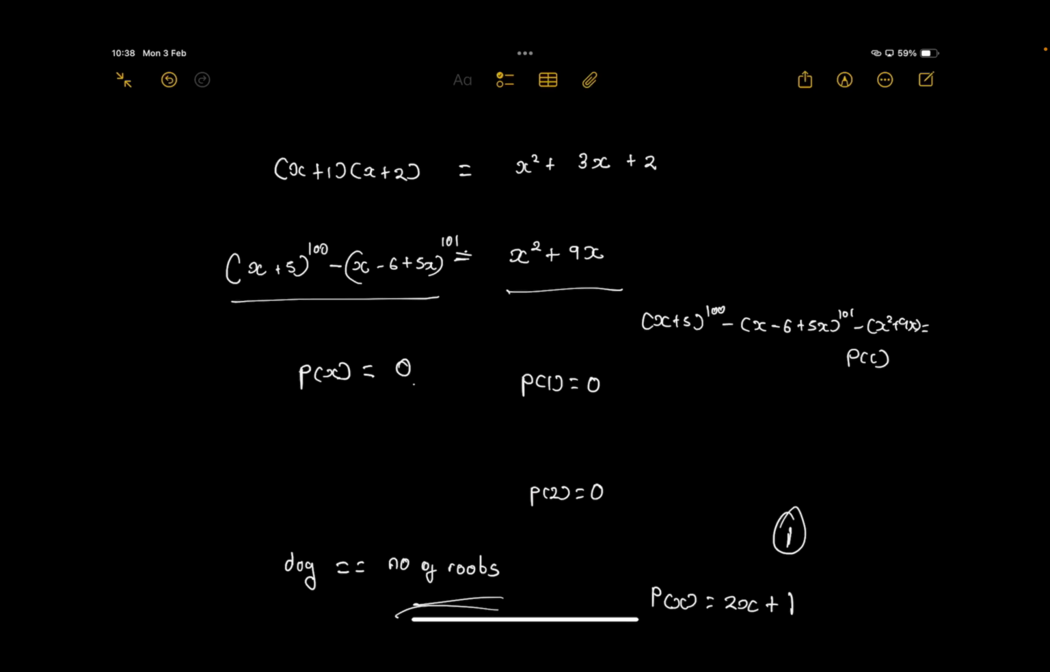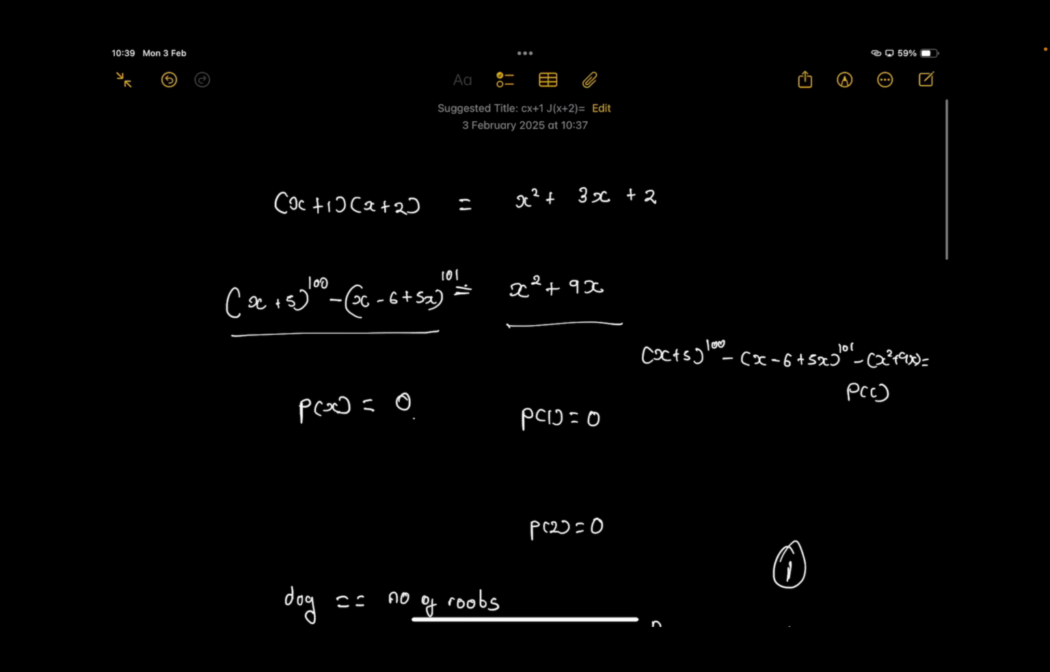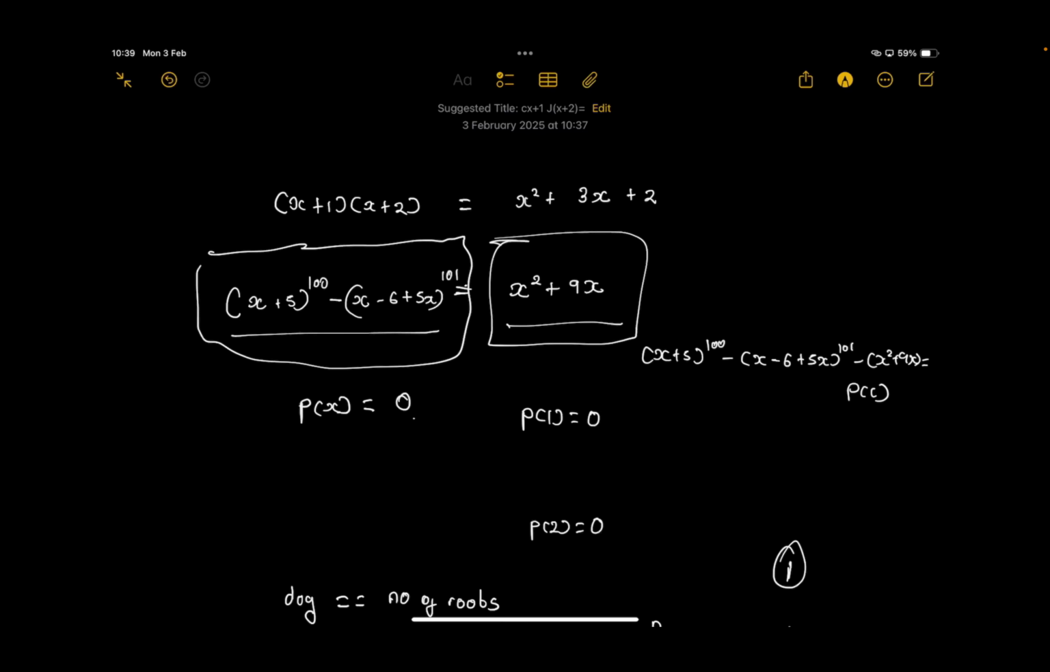We are assuming that x plus 5 is the first polynomial, and x minus 6 plus 5 is the second polynomial, right? So this is the first and this is the second. So we subtracted that from this, or that from that, it doesn't matter. If they're the same, it's always 0. Does it make sense?